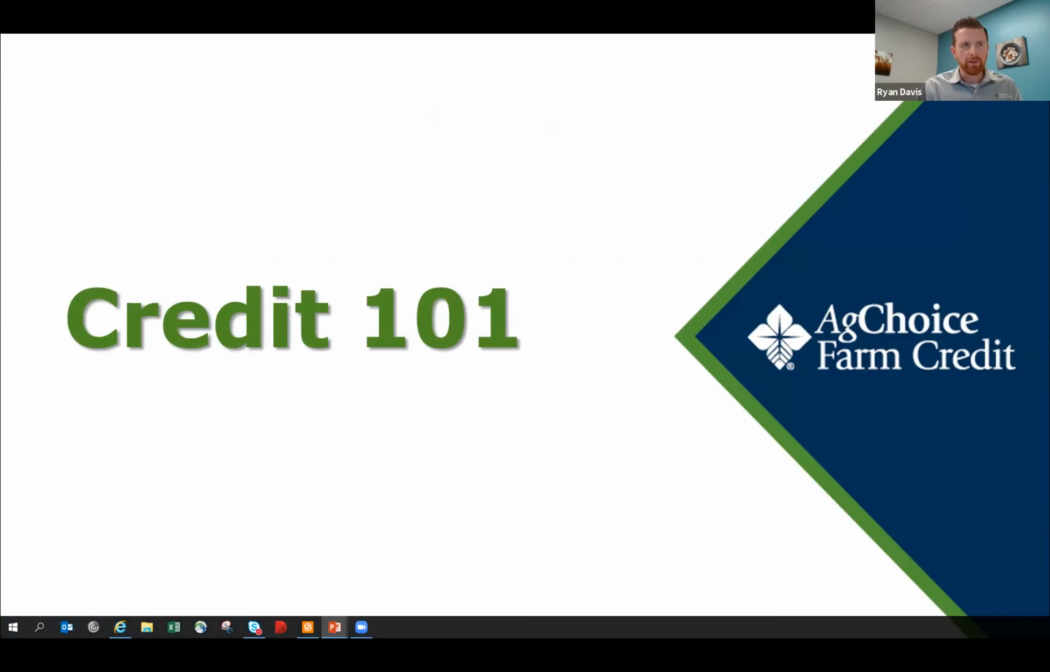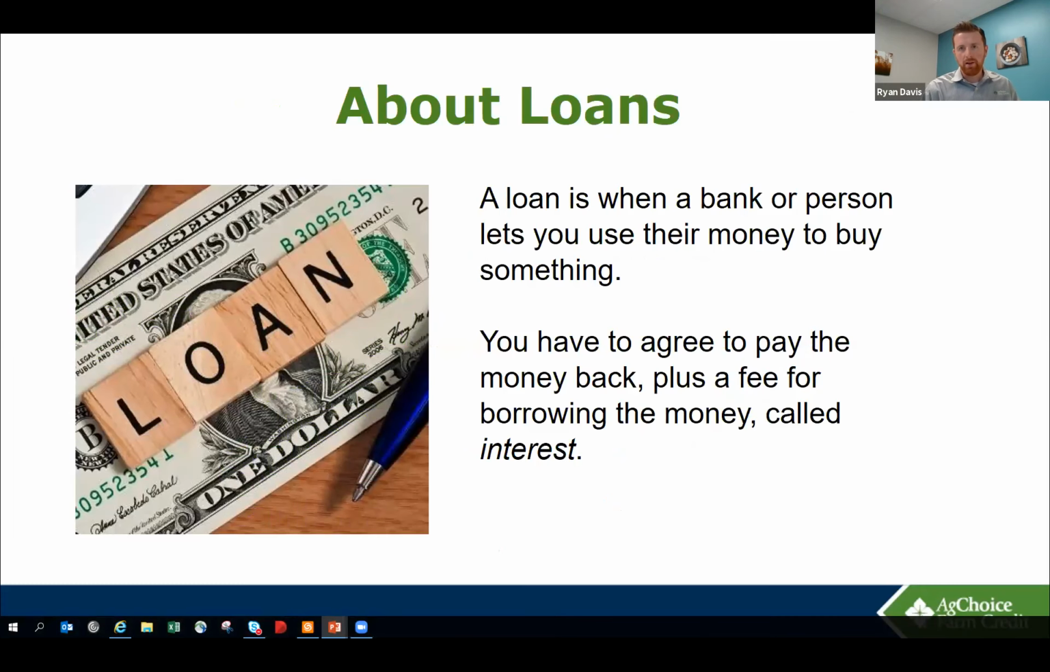Okay, we'll move on to talk a little bit about Credit 101. So we'll talk a little bit about loans first, and then we'll talk about some of the different types of loans that AgChoice offers. So just as a level set or kind of a basic framework, a loan is when a bank or a person lets you use their money to buy something, and you have to agree to pay that money back, obviously, plus a fee for borrowing the money, which is interest.